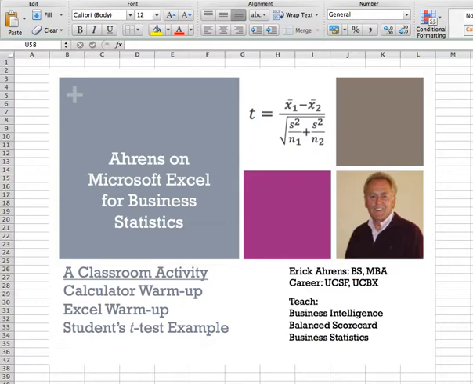This is one of my initial classroom activities in which I introduce the t-test and check that students remember how to use Excel and an algebraic calculator.